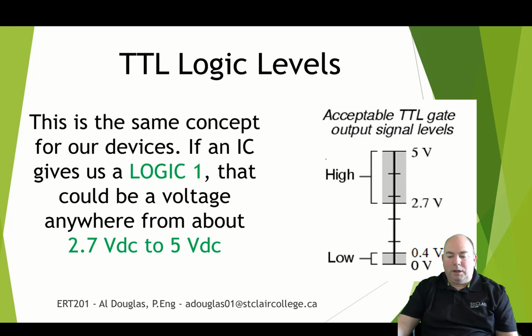So if we have a gate, and we get a 1 coming out of here, or what should be a 1, this could be anywhere within this range over here. We could read a signal that is anywhere between 5 volts and 2.7 volts. That is going to be considered a logic 1 or on. Okay, so if we have an LED connected to this, that could mean we have a very bright LED. It could mean we have a kind of dim LED, but it's still on.